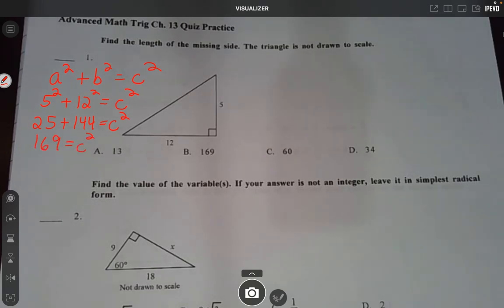What are we looking for? Just C. So you square root that. Square root of 169 is 13. And C is 13.